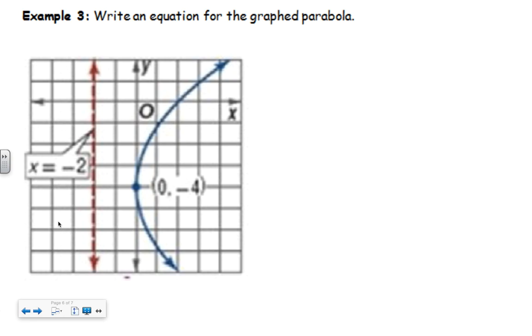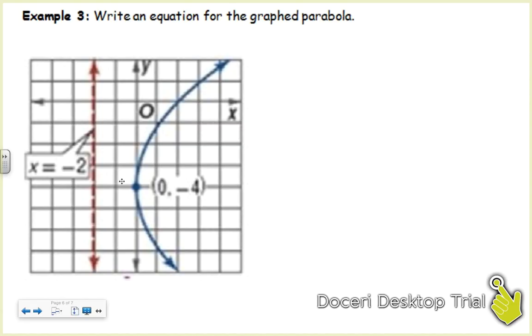Example 3. Hopefully the internet's going to hold out on me because it's really struggling. Okay, so some things I know from this graph. I know this is my vertex, and I know this is my directrix. When I look at the table, if my directrix is an x equaling, I know my y value is going to be squared.